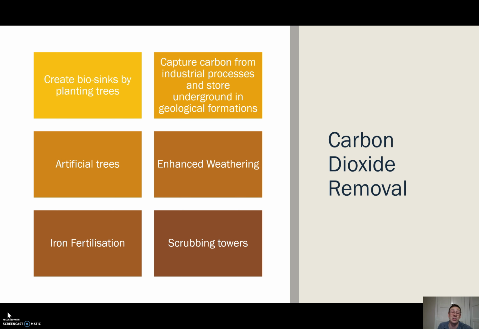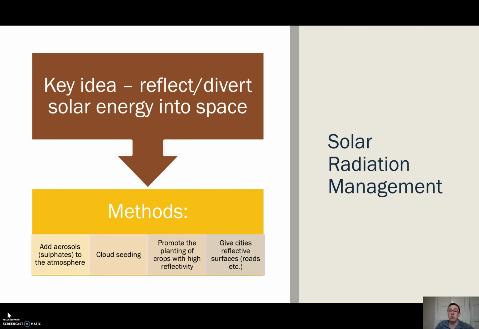And last, scrubbing towers are really what you think they're going to be. These are huge towers that you try and force air through via turbines, and then you've got a chemical reaction that's going to go on in there that's going to remove carbon from that air. Now, solar radiation management, this is literally trying to deflect solar energy back into space.